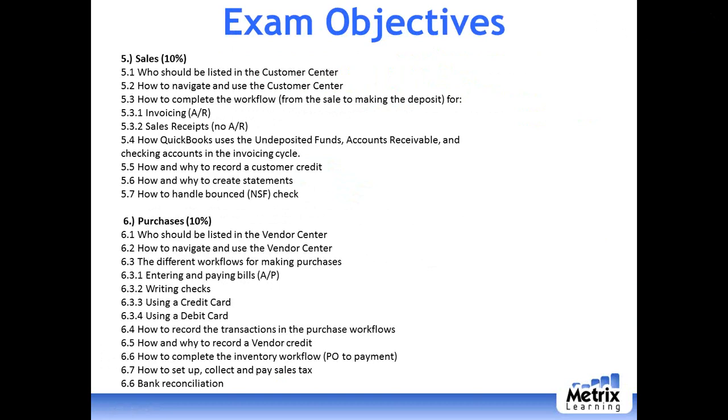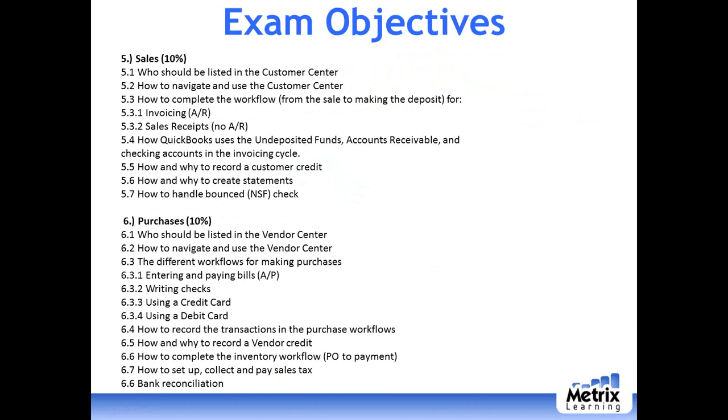Topic number 6 is purchases, which is another 10% of the questions asked. You'll want to know who should be listed in the vendor center. So remember, a vendor is anyone you pay. So this can mean subcontractors, utility company, your landlord, suppliers, and so on.